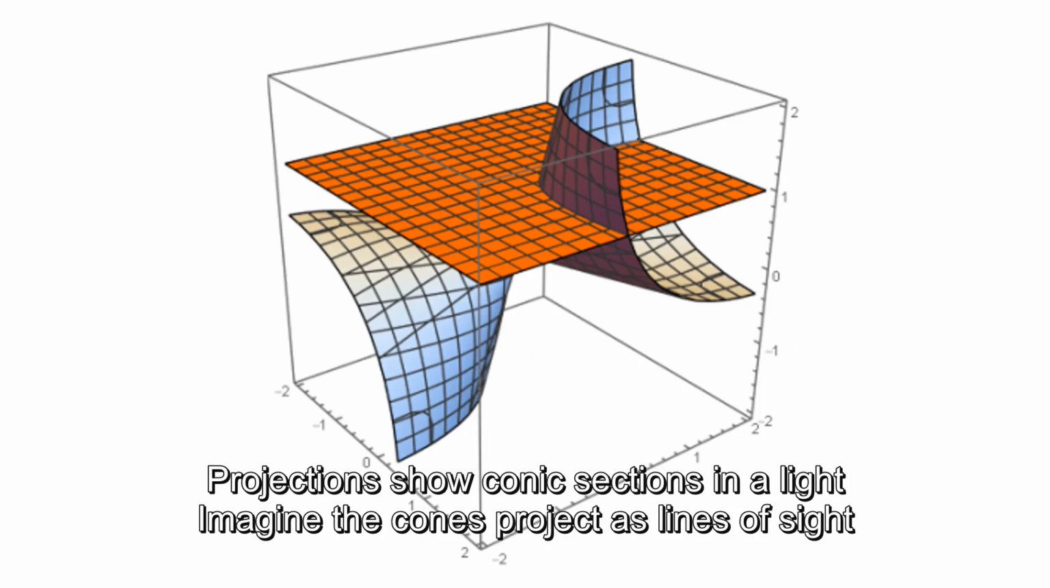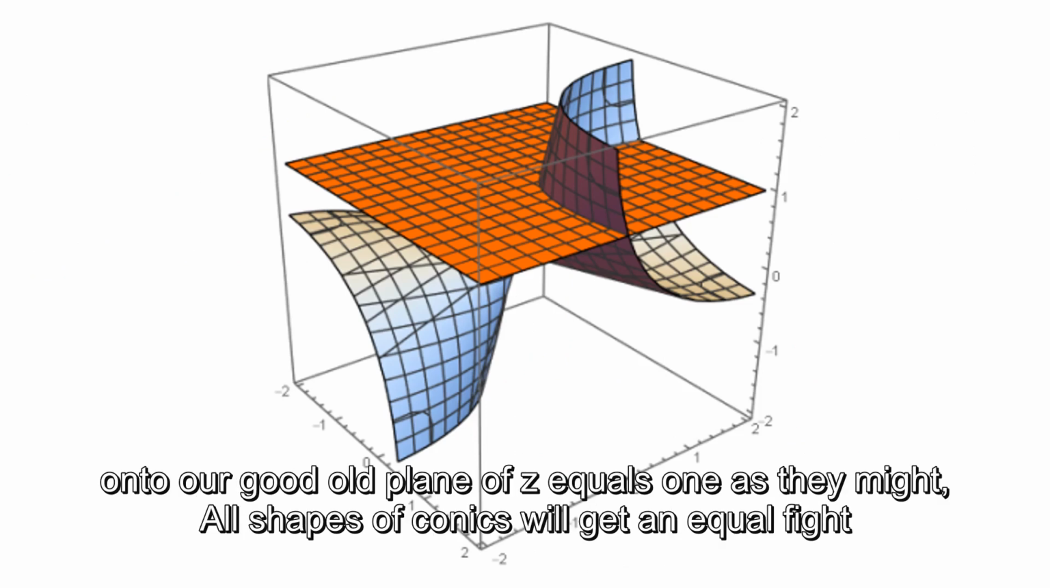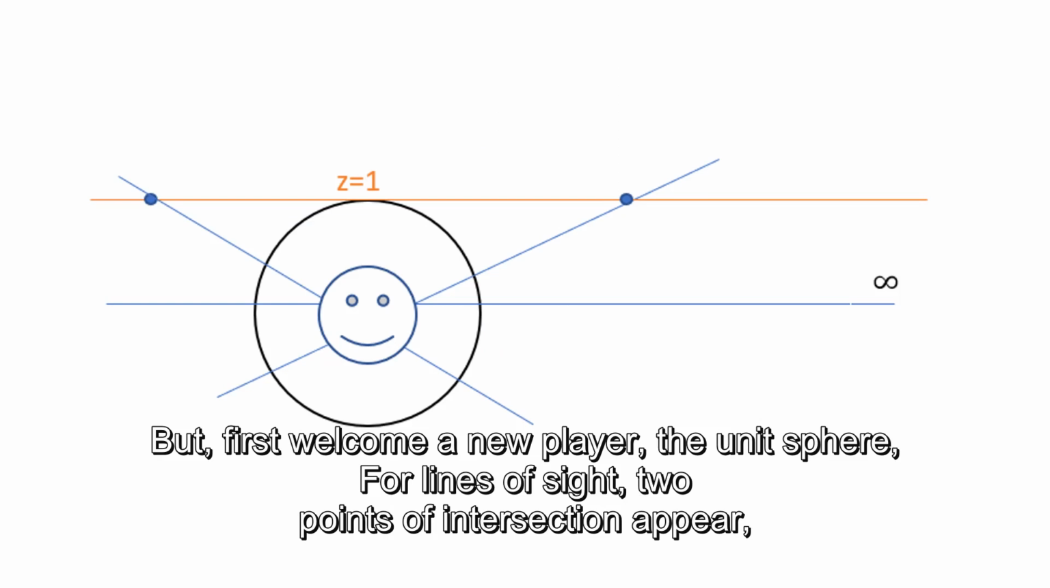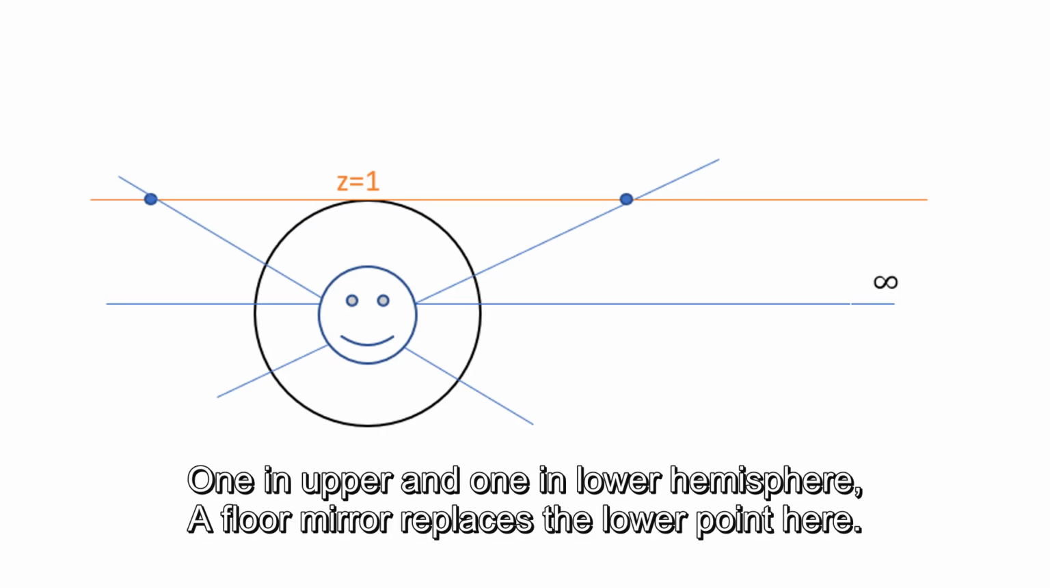Projections show conic sections in a new light. Imagine the cones project as lines of sight onto our good old plane of z equals 1, as they might. All shapes of conics will get an equal fight. But first, welcome a new player: the unit sphere. Lines of sight, two points of intersection appear. One in the upper and one in the lower hemisphere. A floor mirror replaces the lower point here.